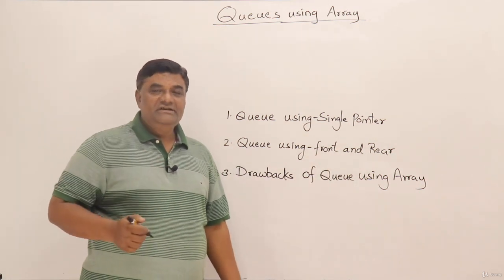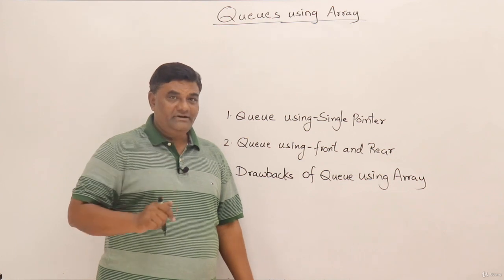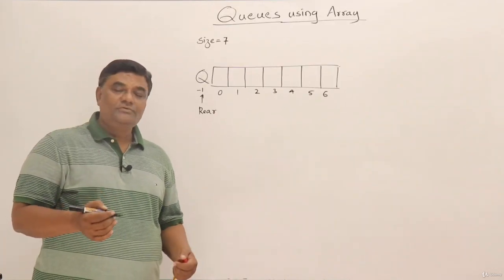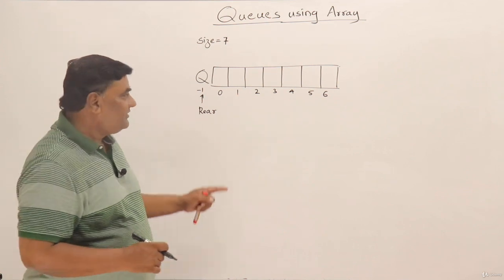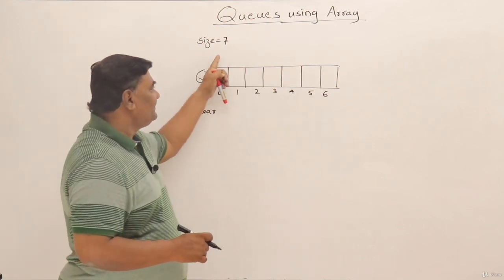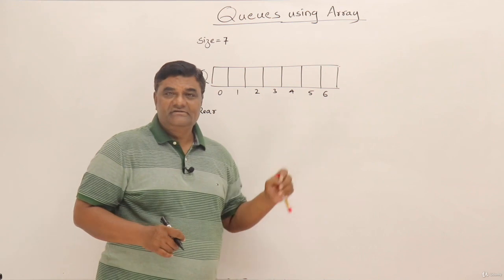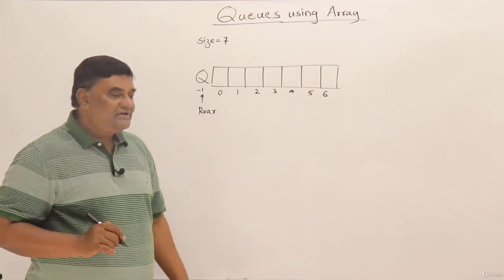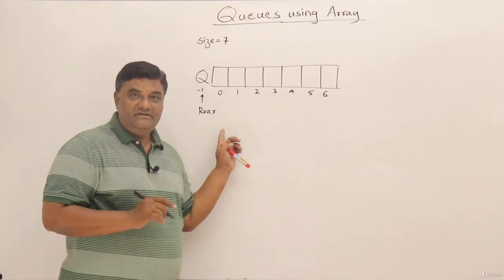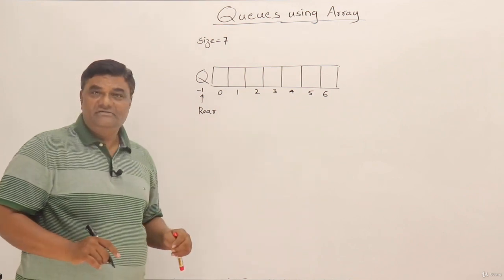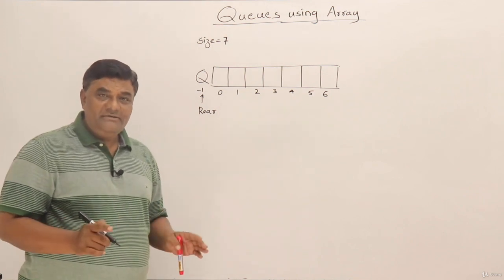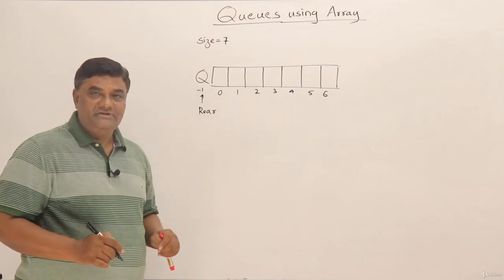So let us start with implementation of queue using single pointer. For implementing a queue using array, I have to take an array of a fixed size. So I have an array of size 7 here. Indices are from 0 to 6. And I need one pointer, so I have taken a pointer that is rear pointer. Initially there is nothing in the queue, so it is pointing at -1. So right now queue is empty because rear is equal to -1.